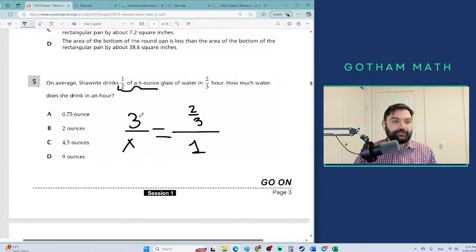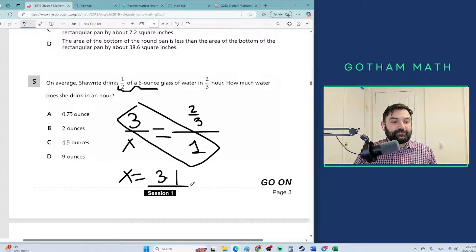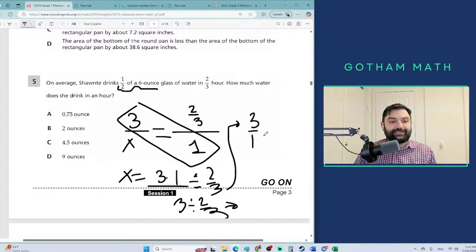How do we do that? Proportion. So x equals 3 times 1 divided by 2/3. Or in other words, 3 divided by 2/3. Or in other words, keep, change, flip, which is 3 over 1 times 3 over 2.